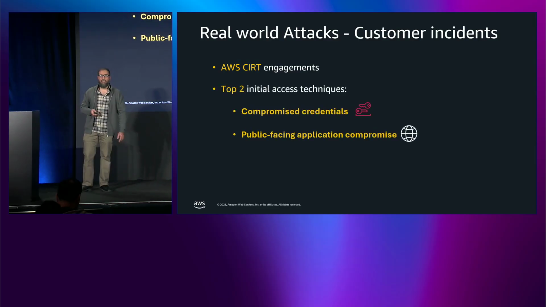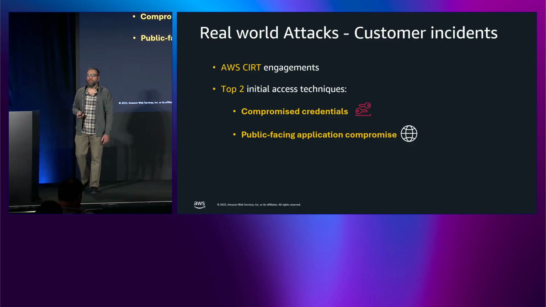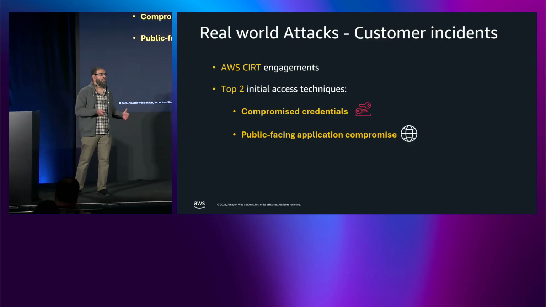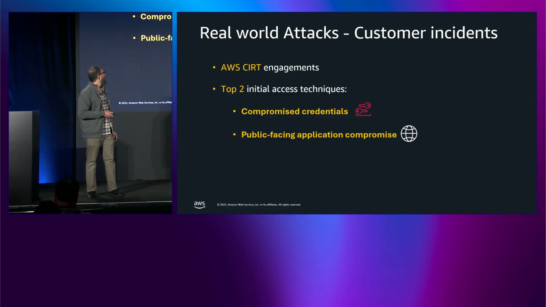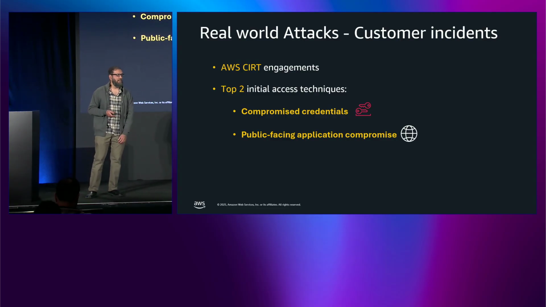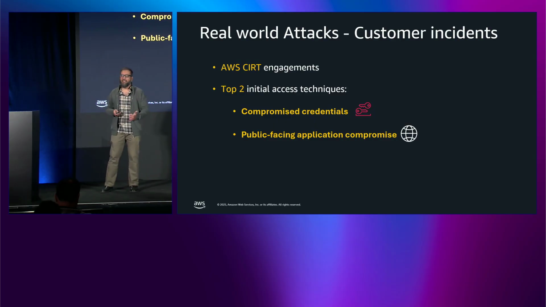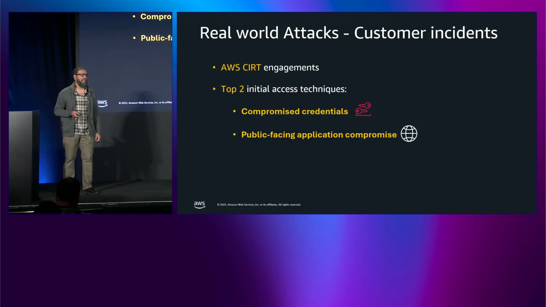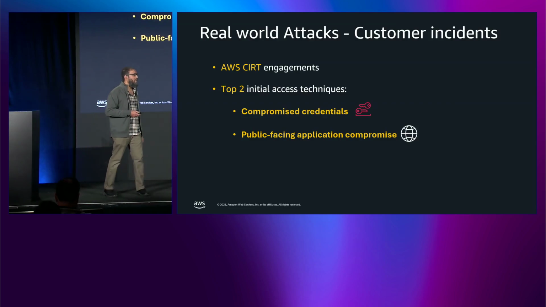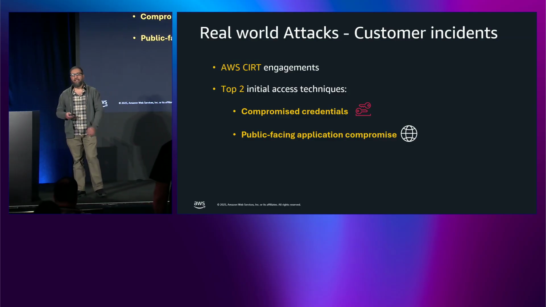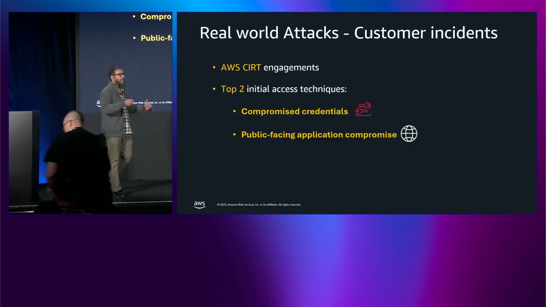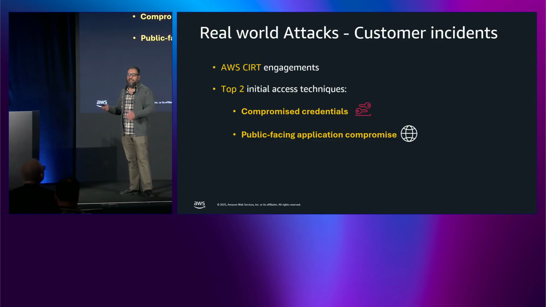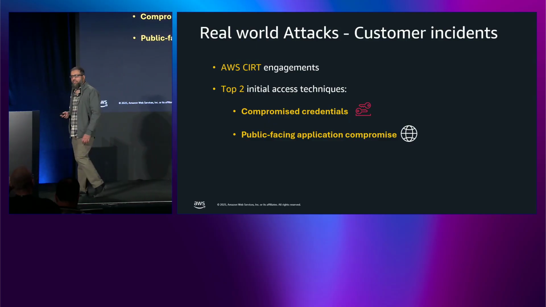Based on data from AWS CIRT, the top 2 initial access techniques used in attacks against AWS customers are compromised credentials and public-facing application compromise. Compromised credentials means that an attacker is able to get hold of your AWS credential or IAM credential and uses it to gain access to your AWS account. From there, they could exfiltrate data, send out spam emails, or create compute workloads for resource hijacking.